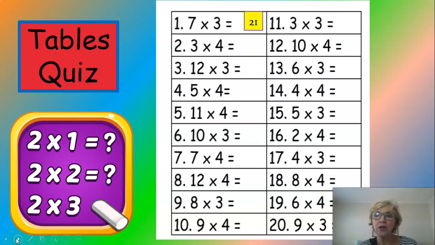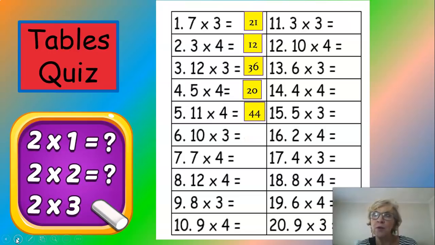Right, now we're going to do the answers. Are you ready? 7 times 3, 21. 3 fours are 12. 12 threes, 36. 5 fours are 20. Remember, anything multiplied by 5, the answer ends in a 5 or a 0.